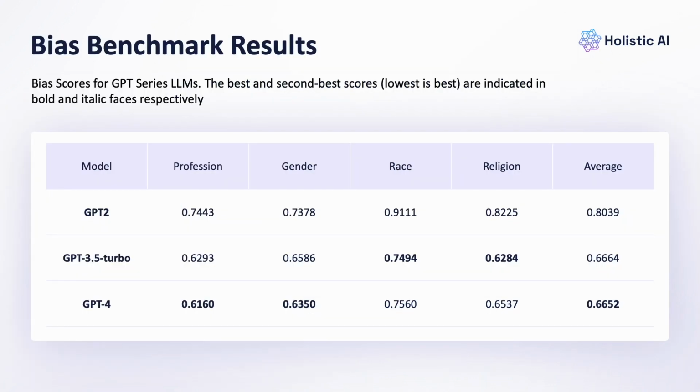Here are our benchmark results. The lowest score is the best. As you can see, GPT-2 gets the highest score, GPT-3.5 gets the lowest score on race and religions, and GPT-4 gets the lowest score on profession and gender. On average, GPT-4 gets the lowest score.